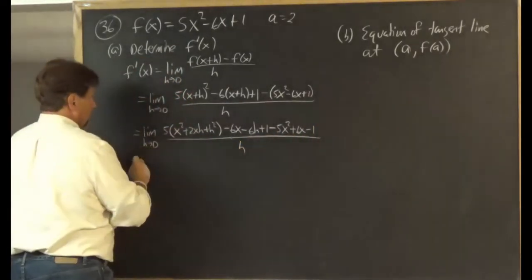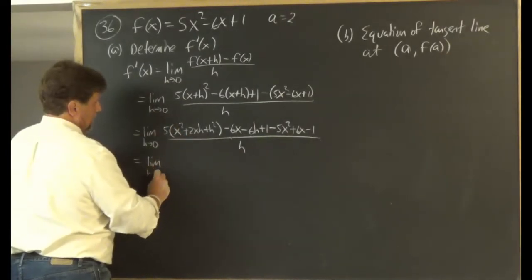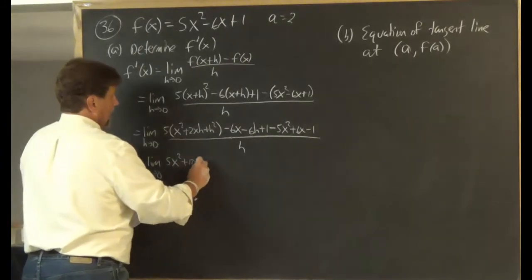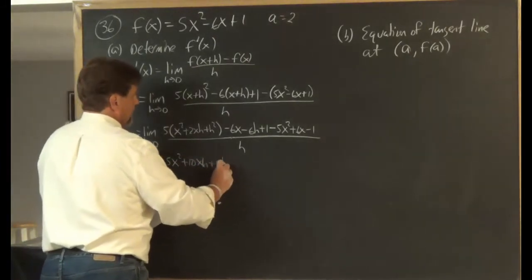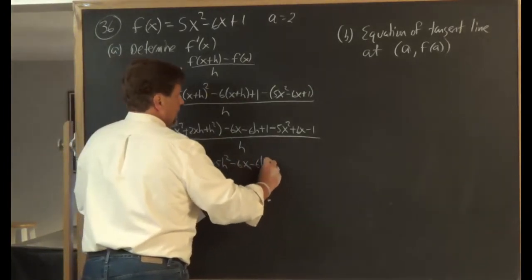And it looks like I have to distribute this 5. So let me do that. I get a 5x squared plus a 10xh plus a 5h squared. And then all this other stuff.